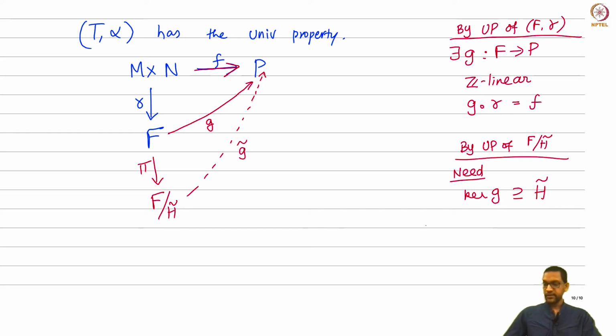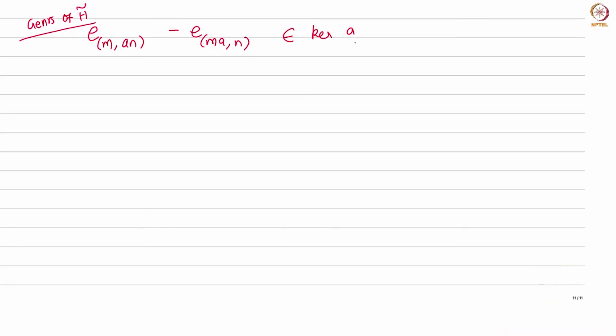Okay, so let's pick various generators. I will just check it on the third kind of generator, the new one that we are dealing with. The other two verifications are like before. So let's take the generators. What's one of them? M comma an minus E M a comma n. I am trying to write out the generators of H tilde, and this is one kind of generator. Now I need to check that this belongs to the kernel of G. Is this true or not? Okay, let's apply G to this.